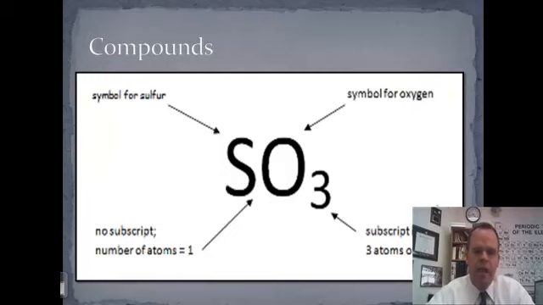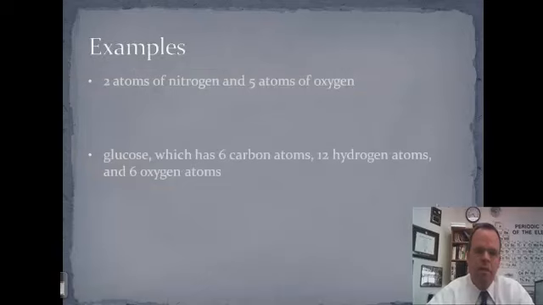Here's an example of the compound sulfur trioxide. Sulfur, capital S, capital O for oxygen. There's 1 sulfur, we don't write the subscript 1. 3 oxygens, we do write the subscript 3. So we see SO3, meaning 1 sulfur, 3 oxygens in this compound. Here are 2 examples. Take a second to try these on your own, and then we'll go over the answer.